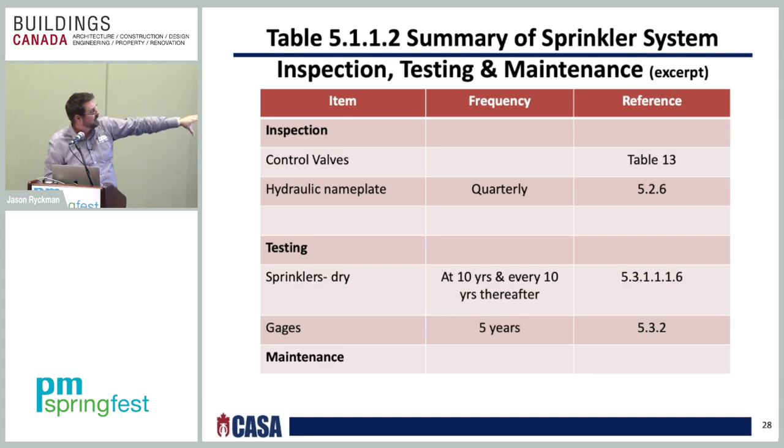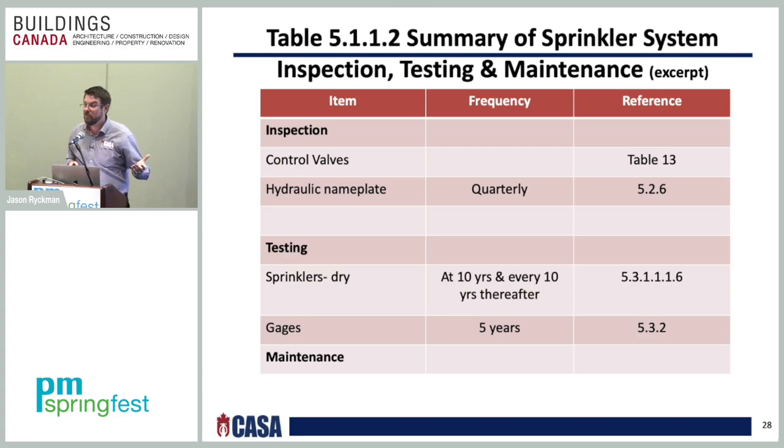So for instance, if you have sprinklers that are dry sprinklers, you have to make sure that at 10 years and every 10 years thereafter, they have to be tested at the ULC lab. So Underwriters Laboratories of Canada. You have to ship those sprinklers, a sample amount, to the ULC, which the reference would be 53116.